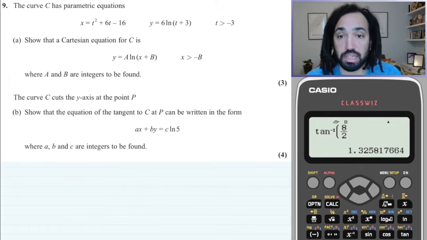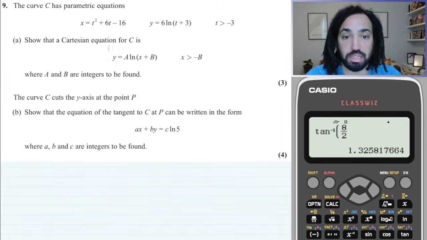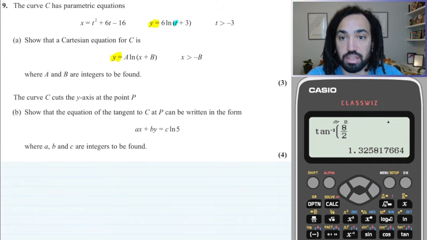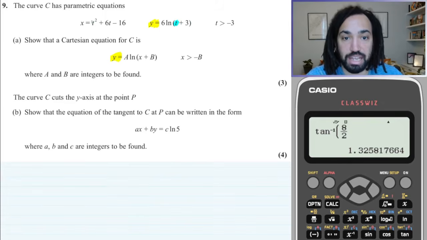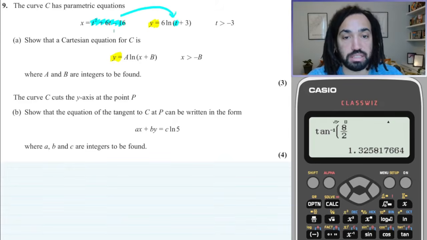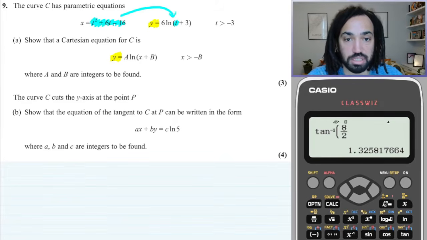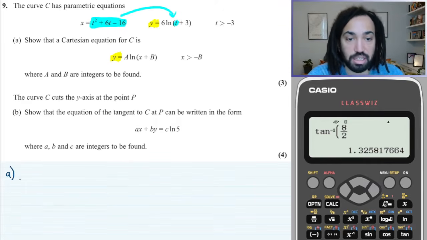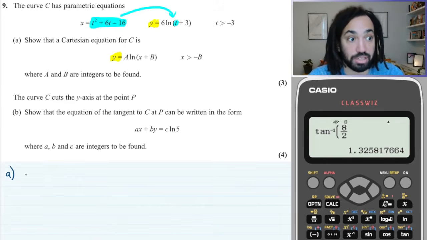Okay, question number 9. We've got a set of parametric equations and we want to show that it can be written in a Cartesian equation, y equals. So we've got a y equals equation up here, but the problem is it has a t in it. So it'd be great if we can just take a t from here and sub it in to here. But the problem is that we've got t squared and we've got 6t, so we've got a quadratic. But if we want to change the quadratic so that only the variable occurs once, then we complete the square.